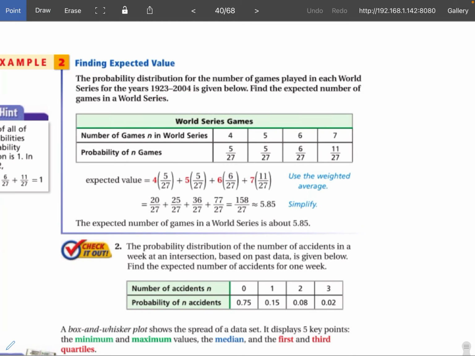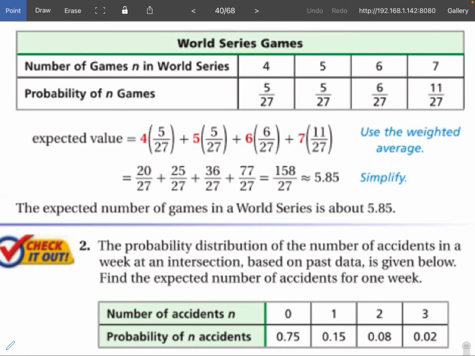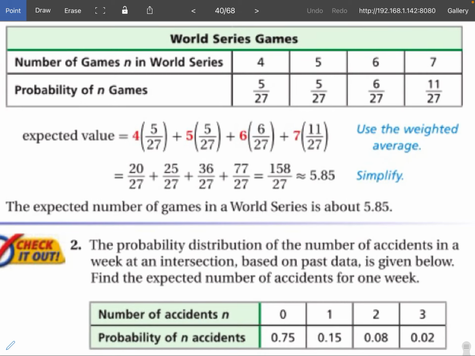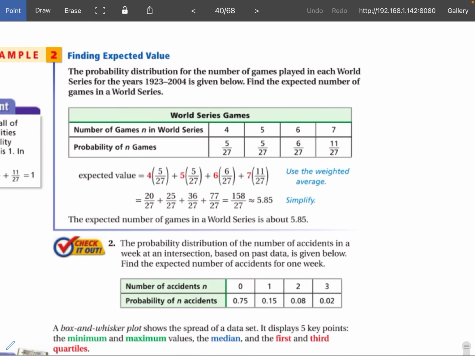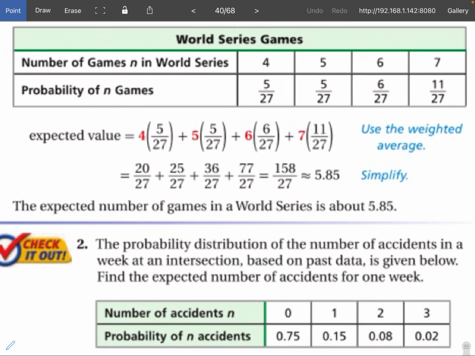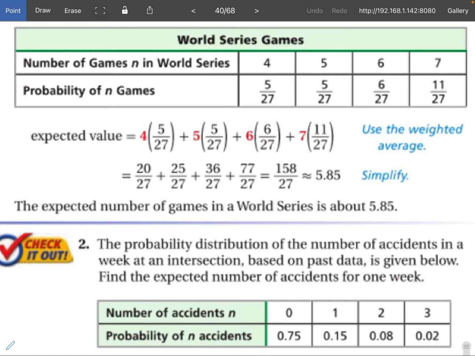So they're saying that if you look from 1923 to 2004, I believe that was like 81 years. What they did is they reduced these fractions, okay? So right here they got 5 out of 27. Well, if you triple both of those, it was 81 years between 1923 and 2004. There was 81 World Series. So if you triple both of these values, that would be 15 out of 81.